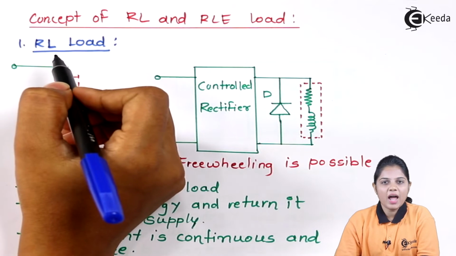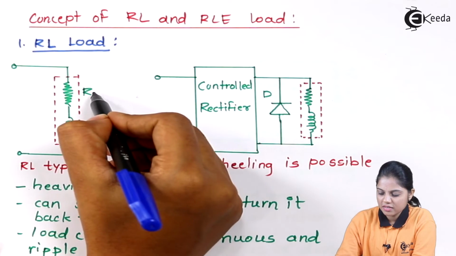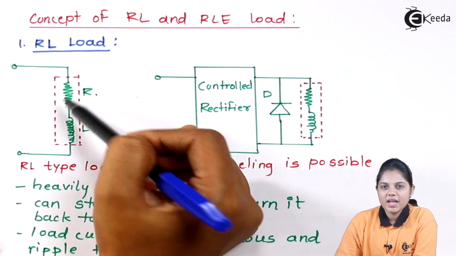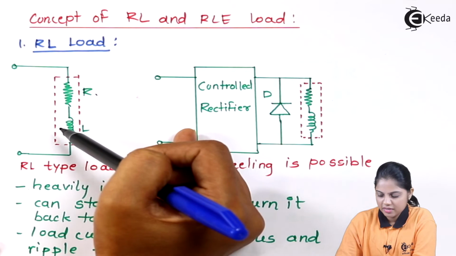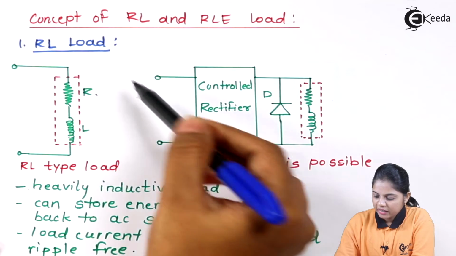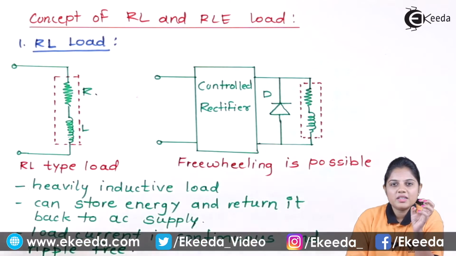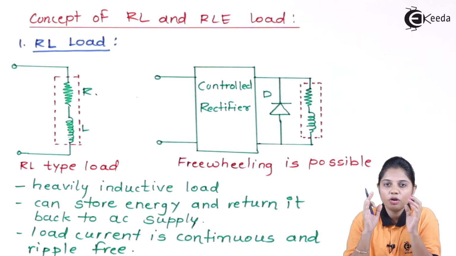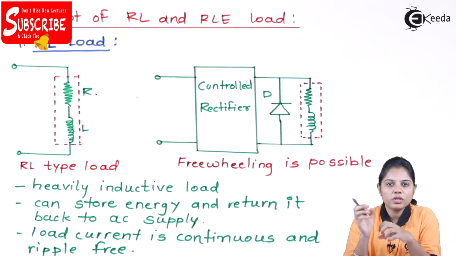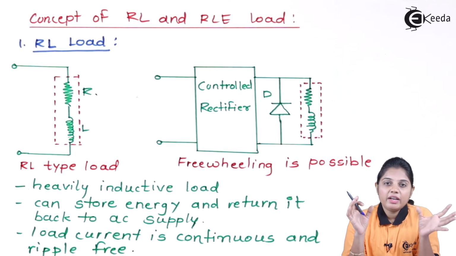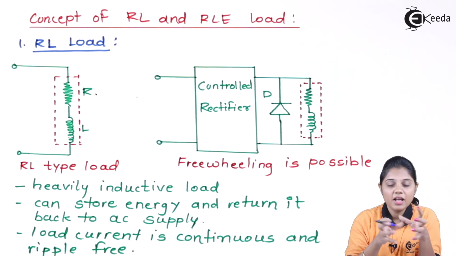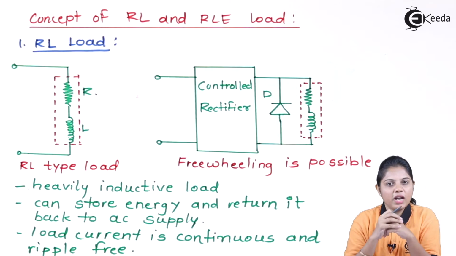Now first consider RL load, where R stands for a resistance and L stands for a inductance. You can see in RL type load, resistance and inductor is connected in a series, correct? Now this is heavily inductive load. So basically, when load is a purely resistive, you cannot store energy into that particular load. But if your load is RL type load, you can store the energy. Now, as I said, in a rectifier, you can store the energy, and if you are storing the energy, that particular energy can be fed back to the input AC signal if that particular controlled rectifier will allow it.